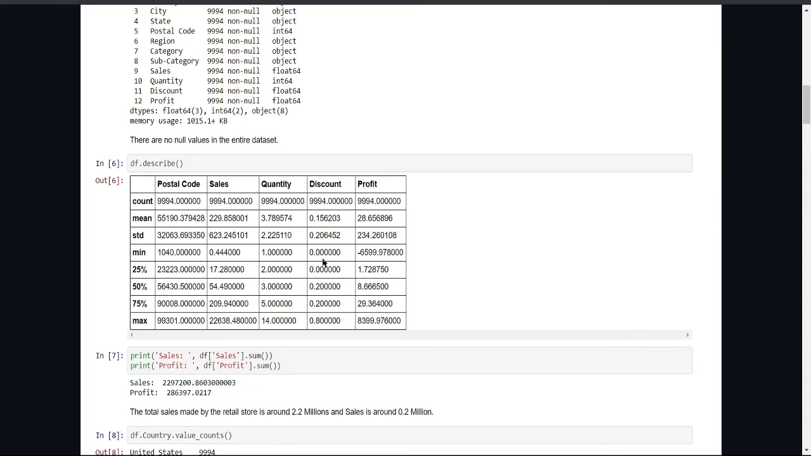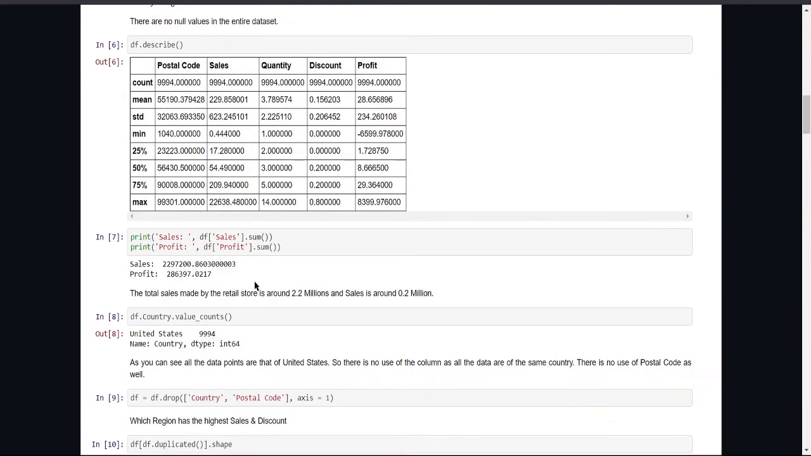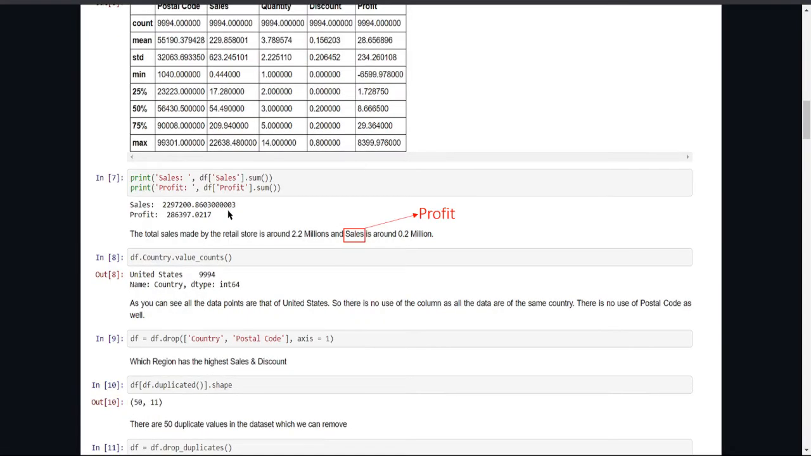The minimum discount given was 0 and the maximum was around 80%. The profit made by the products, the minimum of all, was actually a loss, which was about 6,500, and the maximum profit made by a product in the dataset is $8,400. On calculating the sum of all the sales and profit columns, we get that the sales made by this retail superstore is around 22 lakhs, and the profit made is 2 lakhs.